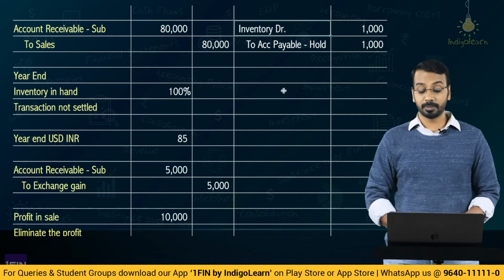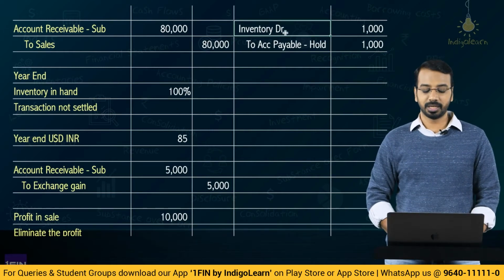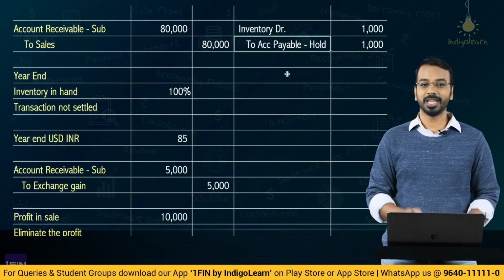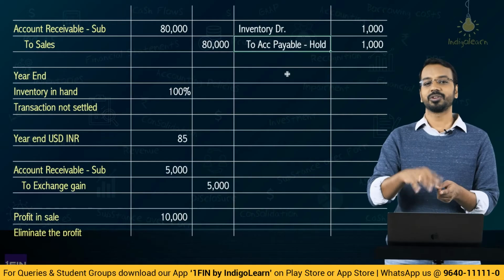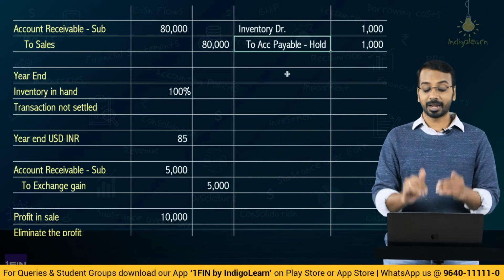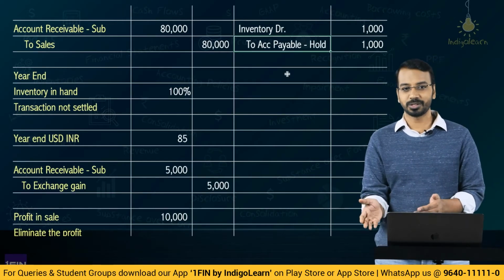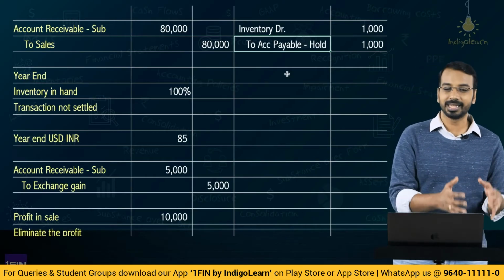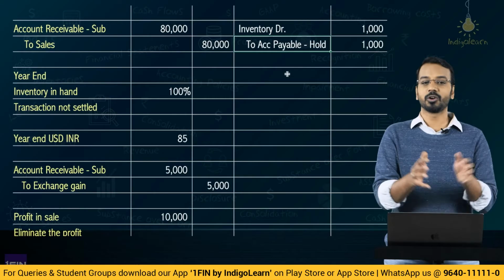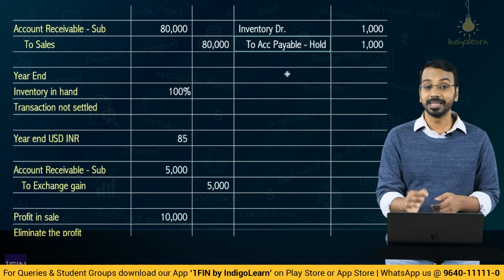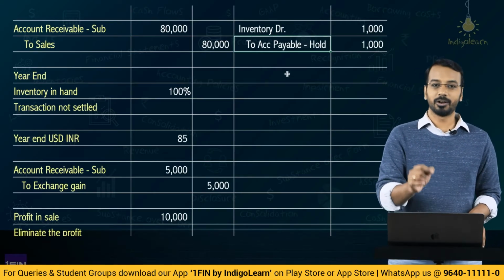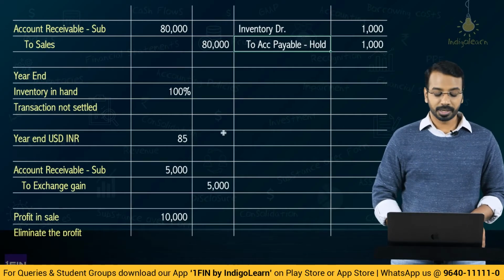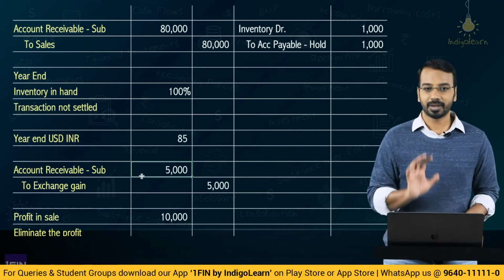The other thing that you have to keep in mind is, in the subsidiary company's balance sheet there is inventory worth 1000 and account payable worth 1000. Inventory 1000, when you convert it, will become 85,000. The account payable 1000 will also become 85,000. So there will not be any gain or loss, right? And when you consolidate, the only gain that will sit in the consolidated financial statements is the gain on restatement of this account receivable, which is 5,000.